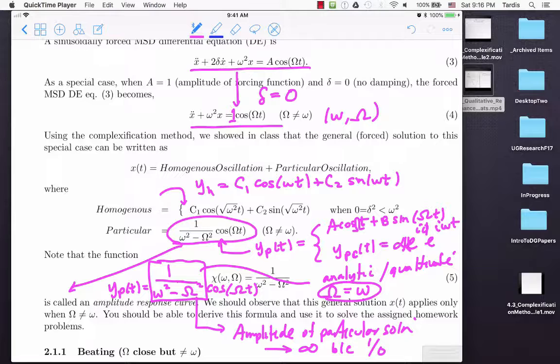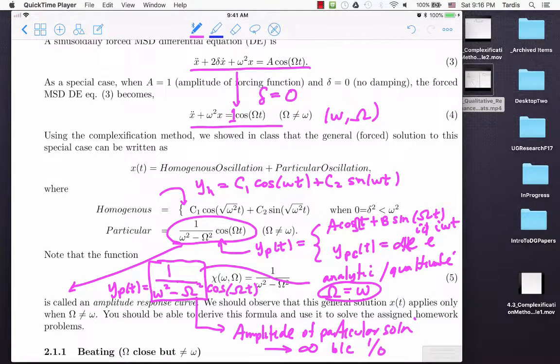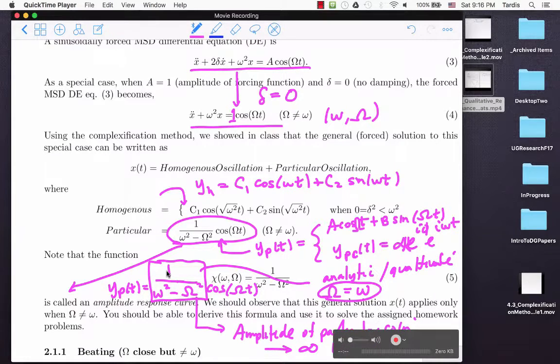So once the two frequencies are equal, the amplitude of the particular solution goes to infinity. And that's why the resonance is happening.